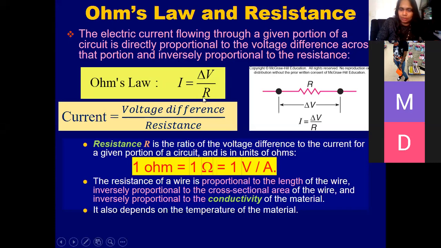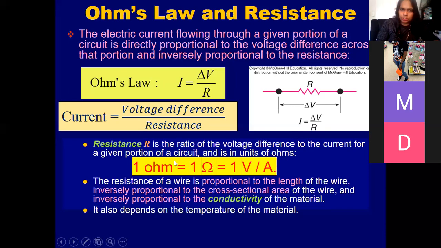You can rearrange this equation to show V equals IR. That's Ohm's law, delta V equals IR. This delta stands for the difference. So the voltage difference between these two sides of the resistor is equal to the current going through the circuit times the resistance.